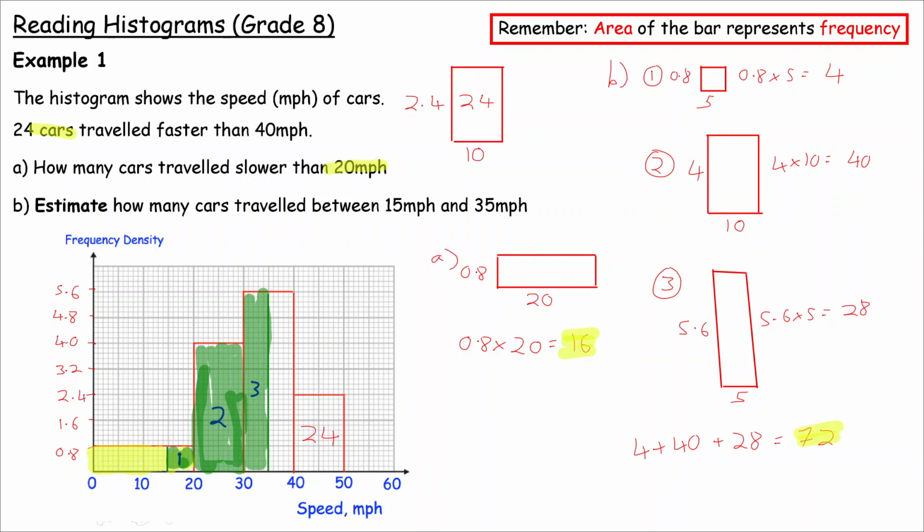Look, you don't need to draw out all the bars in the exam at all. I'm just trying to make it really clear what is going on. So hopefully that was clear. So that's question 1, A 16, B 72.